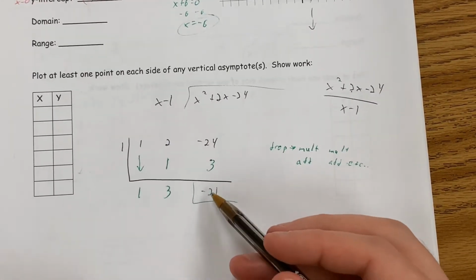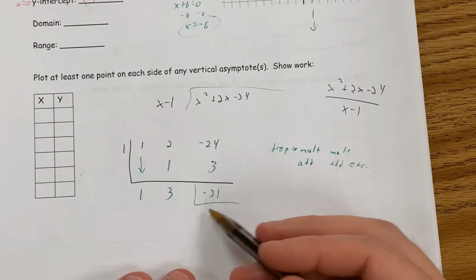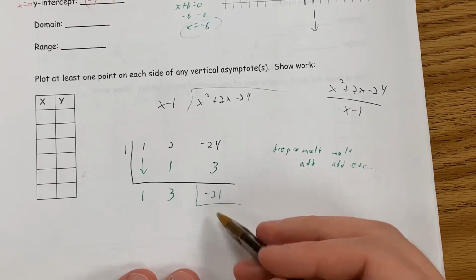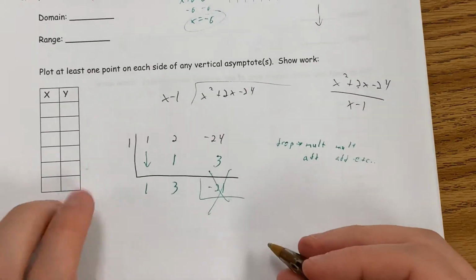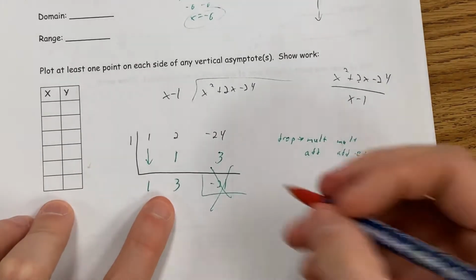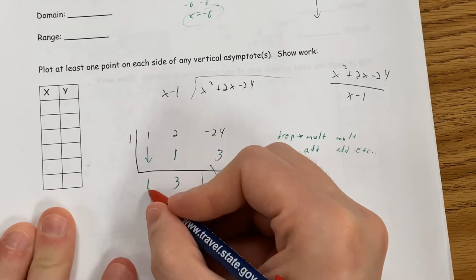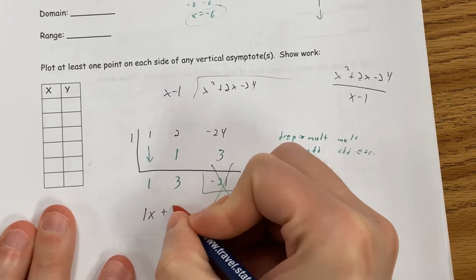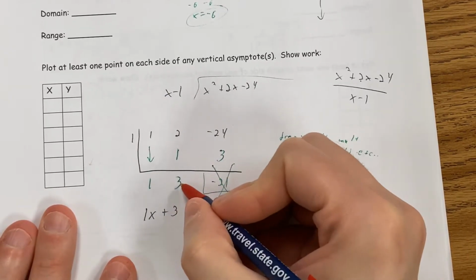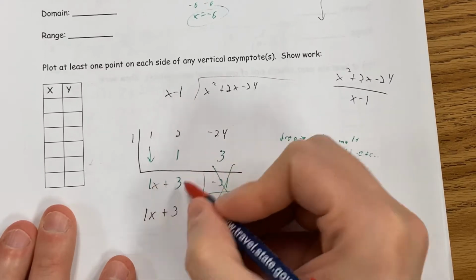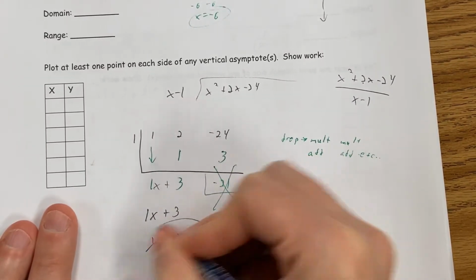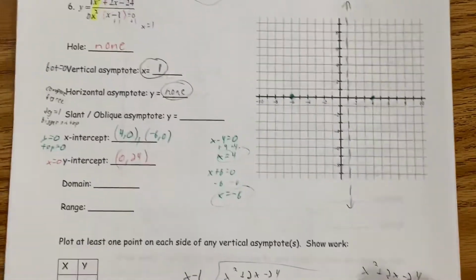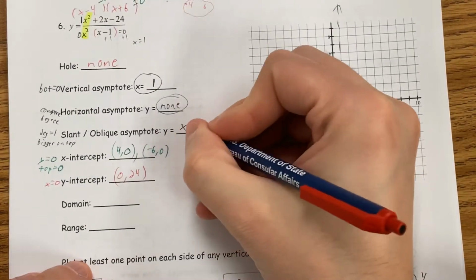You should always get a number here that's not 0. If it's 0, you did something wrong. But there should always be something left over, and it should never matter. All that matters is these things right here. This is going to be your line. What this means is it is 1x plus 3. This is just a number, this is an x, and that was positive. So our asymptote is going to be y equals x plus 3, which I can then go up here and write: y equals x plus 3.